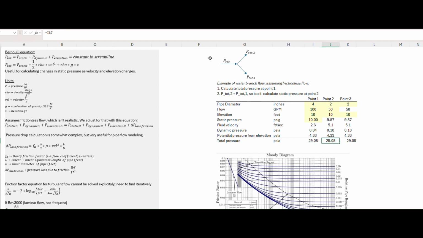So at point 2, half of this flow we're going to assume branches into the second pipe stream here. So that's going to be 50 GPM going through pipe number 2. We're above it and looking down, so we're going to assume it's at the same elevation, 10 feet. So we're going to go backwards.